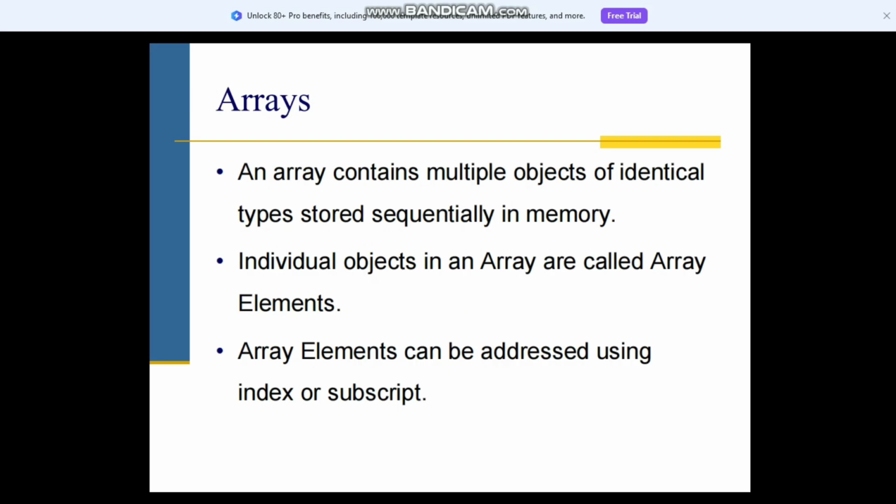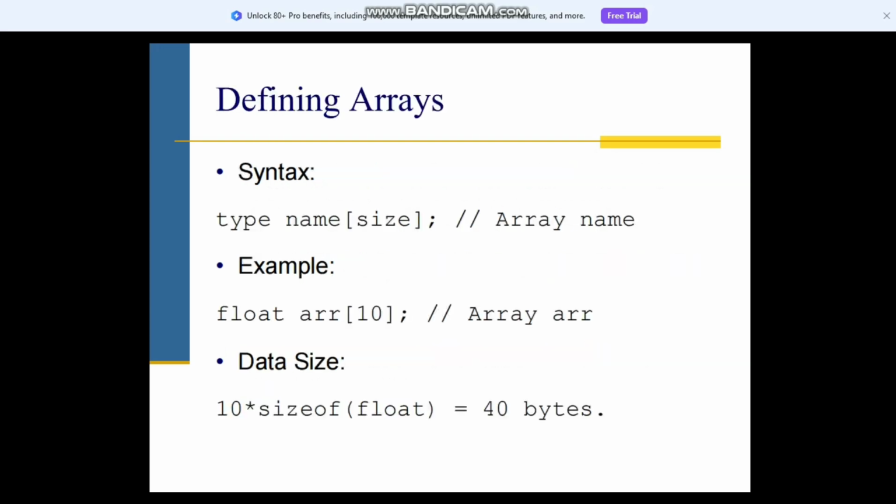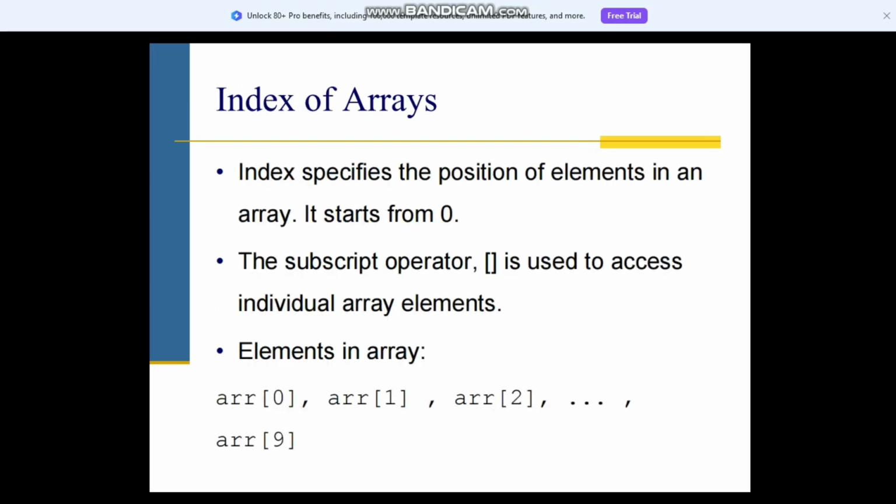Arrays. An array stores multiple elements of the same type in contiguous memory. Now, defining an array: that's the syntax, the example, and the data size. Index of an array: array indexes start from 0. So for a 10 element array, this is it here.